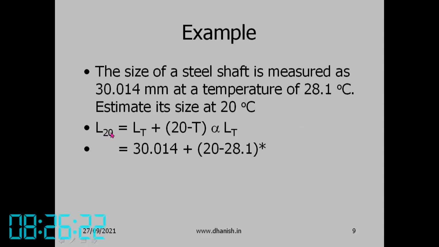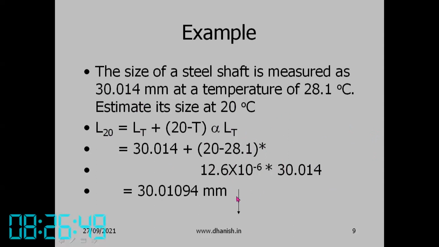So the length at 20 degrees Celsius equals the length at temperature T, which is 30.014 plus (20 minus 28.1) into 12.6 into 10 raised to minus 6, the coefficient of thermal expansion for steel, into L_T, which is 30.014. So solving this, the length at 20 degrees will be 30.01094.